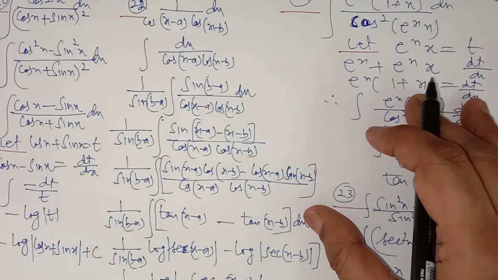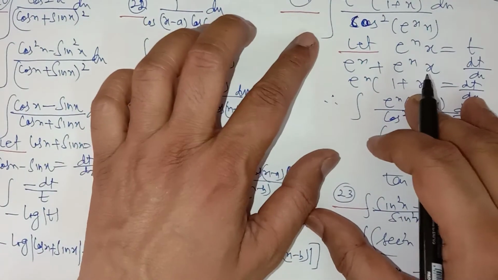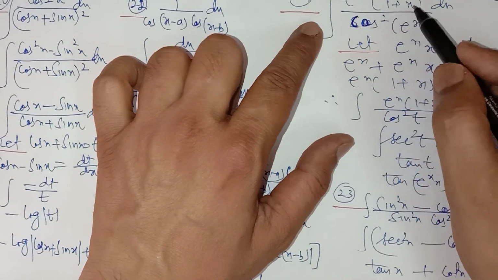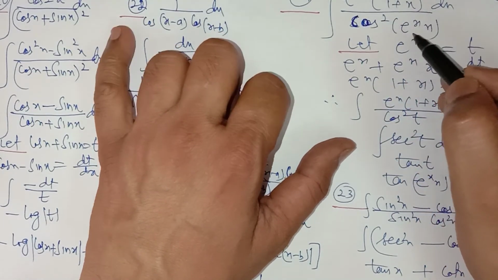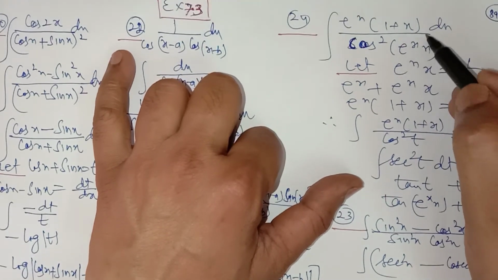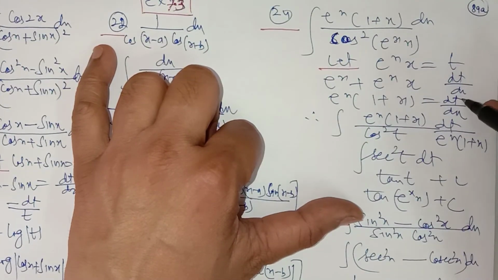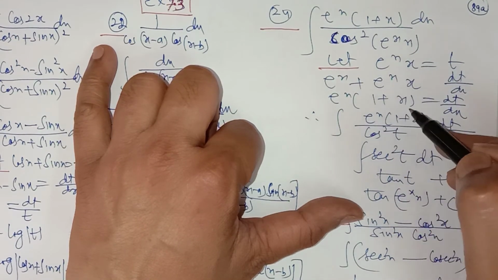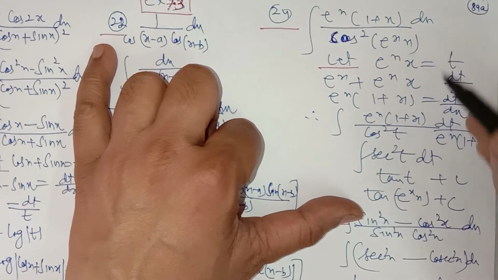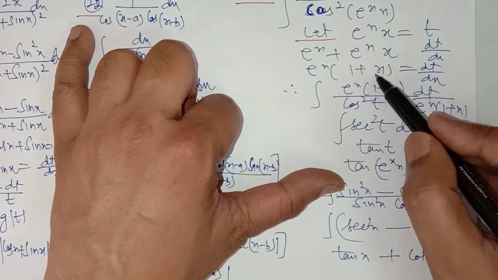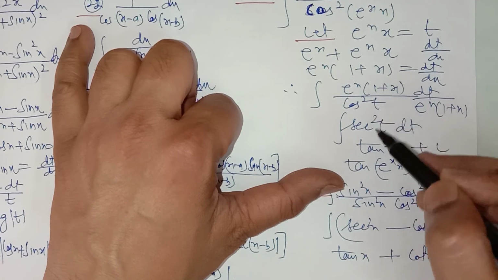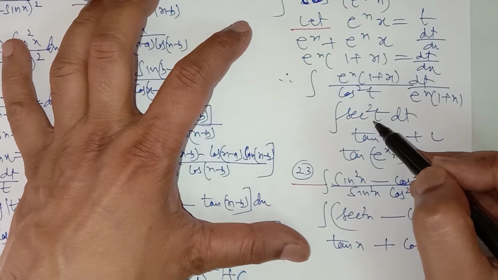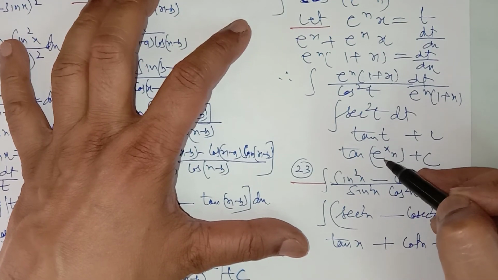Question number 24. It's somewhat easy if you see it very carefully. e to the power x into 1 plus x is the derivative of e to the power x into x. So let e to the power x into x equal to t. Find dt upon dx by the product rule on the left hand side, and it will become e to the power x into 1 plus x. Replace the value of dx here. This will be cancelled out with this. You are getting only 1 plus tan square, and 1 plus tan square is equal to sec square t with respect to t, and you know the integration of sec square is tan t. Replace the value of t.